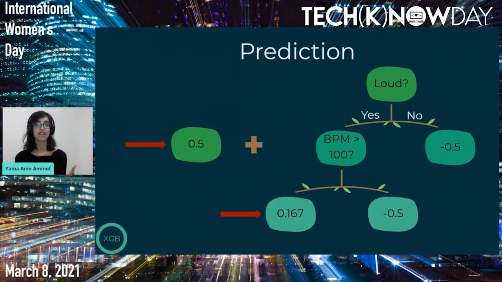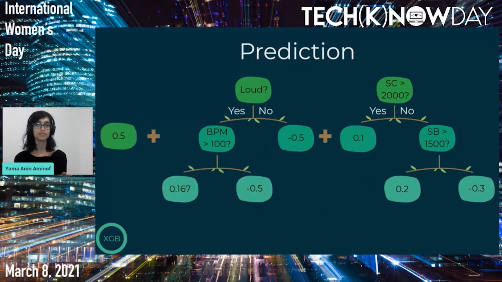So if a song is fast and loud, its prediction will be 0.5 plus 0.167, which is 0.667. And that is the general concept. Every time, we calculate the new residuals, which are the label minus the prediction, and build a new tree that tries to predict those residuals. And for prediction, we add the initial prediction to the prediction of each one of the following trees. Each tree gets us a little bit closer to the real value.